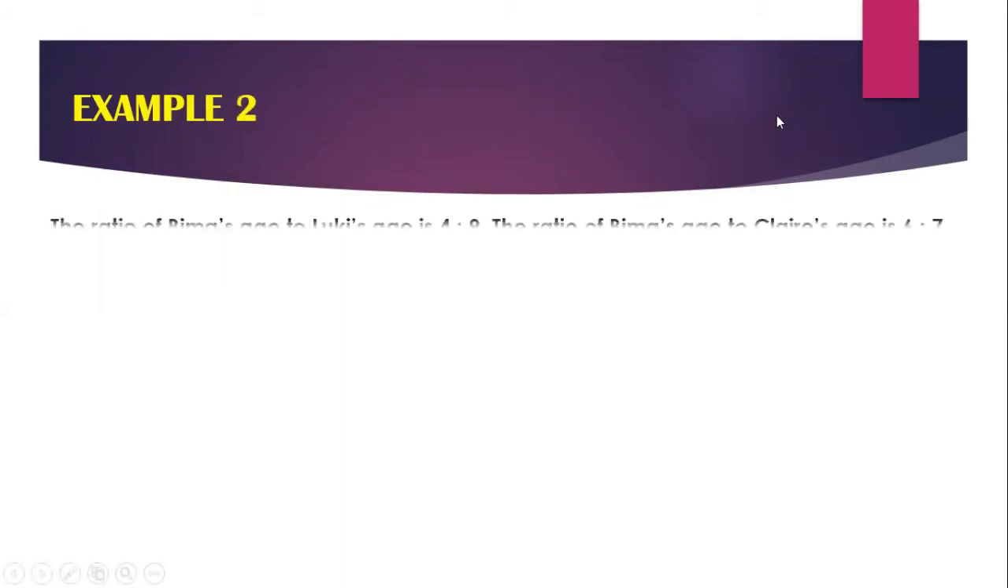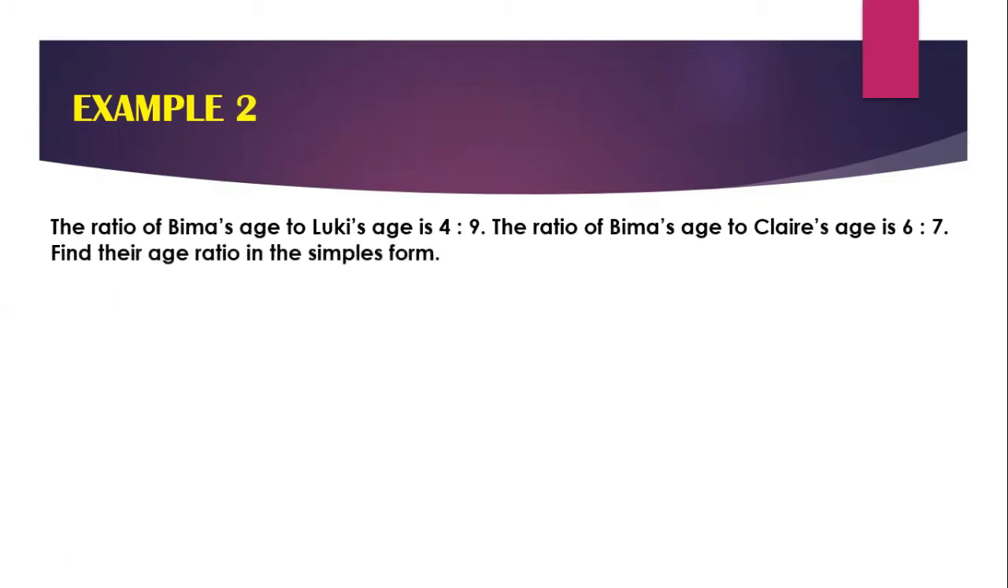Example 2: the ratio of Bima's age to Lucky's age is 4 to 9. The ratio of Bima's age to Claire's age is 6 to 7. Find their age ratio in the simplest form.